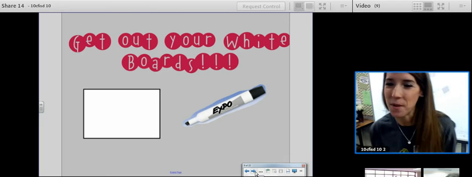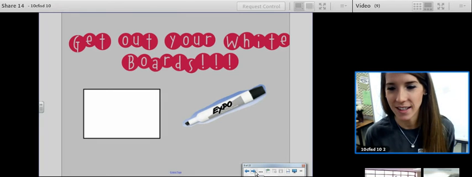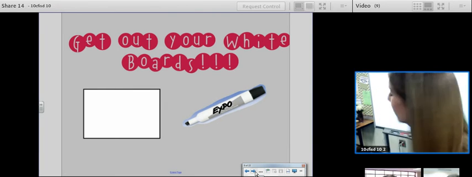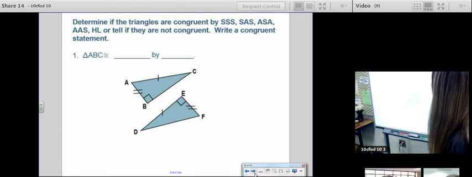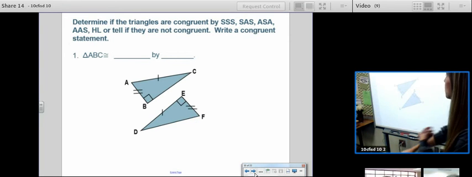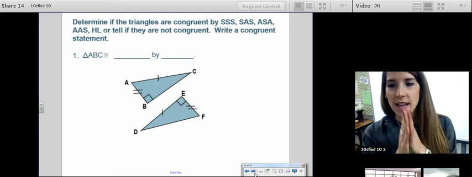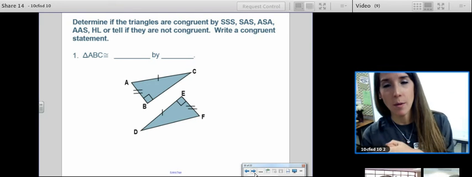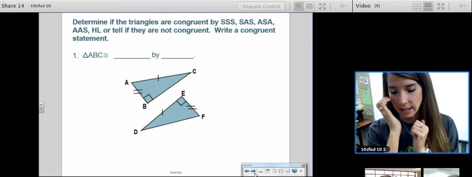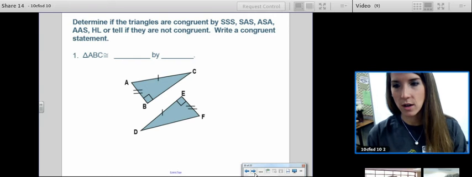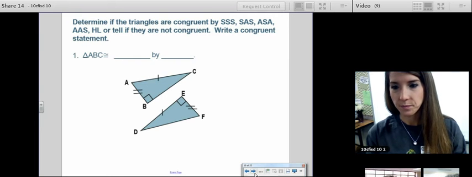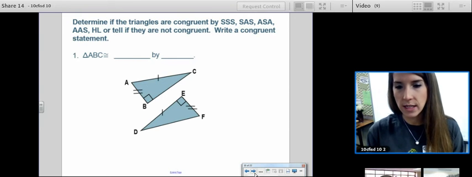All right, we're just going to practice a whole lot. You ready? Okay. Lots of practicing. The instructions are going to be the same every time, so you don't need to read them. Tell me if they're congruent. If so, tell me why, and then name the congruence statement. So, TJ, you do this one. Are they congruent? If so, say the congruence theorem.